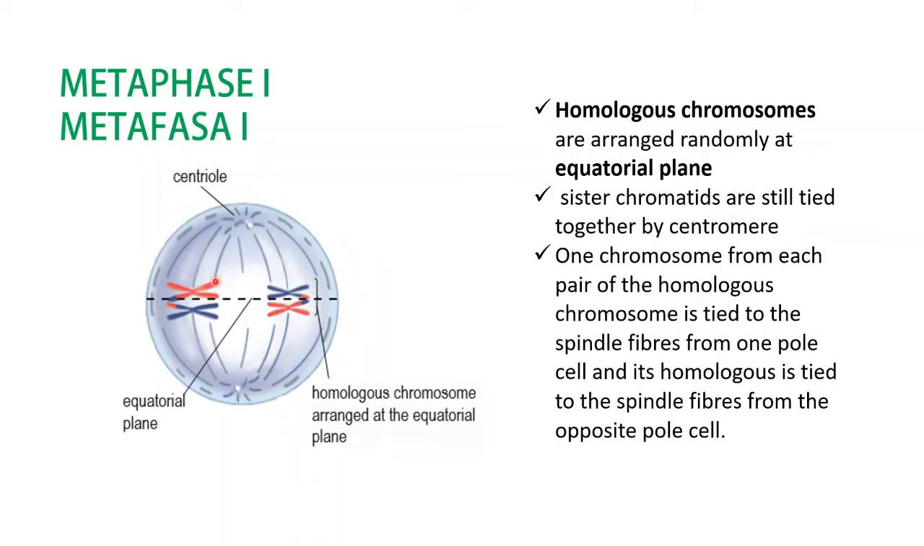One chromosome from each pair of homologous chromosomes is tied to the spindle fiber from one pole of the cell, and its homologue is tied to the spindle fibers from the opposite pole of the cell. Meaning here, you see the spindle fiber is tied to one homologous chromosome, and another spindle fiber is tied to the other homologous chromosome at the centromere. After the end of metaphase 1, now we continue with anaphase 1.